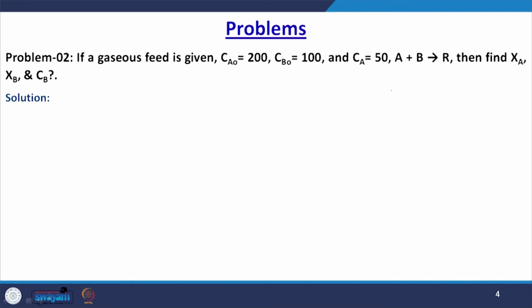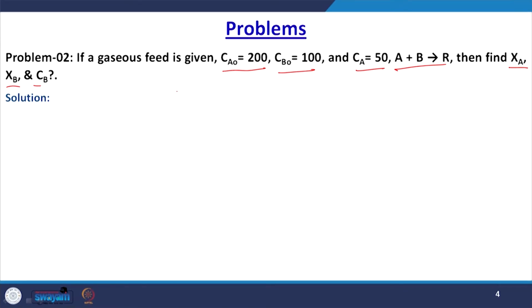This problem says that a gaseous feed is given with the following values: CA0 is equal to 200, CB0 is equal to 100 and CA is equal to 50. For the reaction A plus B gives R, you need to find the values of XA, XB and CB. So we have this particular reaction.